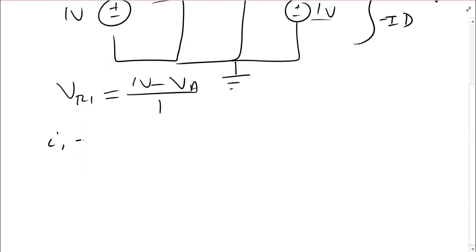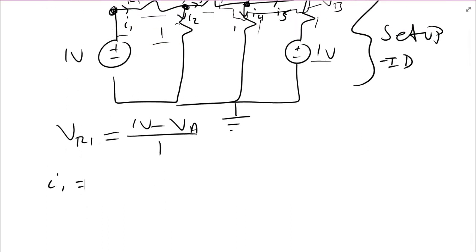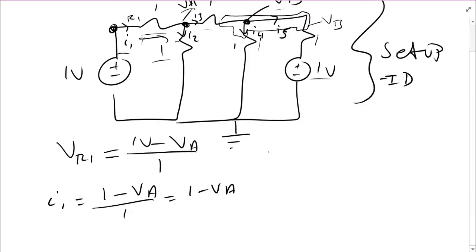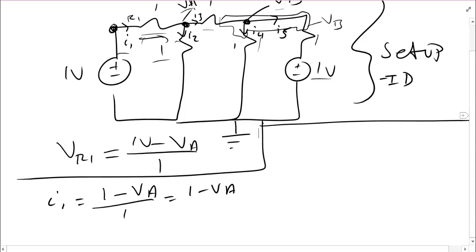I1 is going to be given, notice the direction I chose was this way, so it's going to be 1 volt minus VA over R1, which is 1 ohm, which gives me 1 minus VA. Similarly, just make sure I can organize my page here, I2 is VA minus the reference voltage, which is 0, over 1.